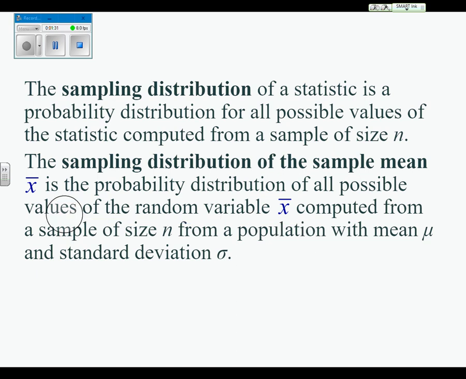The sampling distribution of a statistic is the probability distribution for all possible values. If I was to take the height of 5 students here at DHS, I want to get every possible average for those 5 students' heights that I can get. And I'm going to put them all underneath the curve. So the sampling distribution of the mean is just the possible values of all the random variables x bar that I can get from those 5 students' heights. We have to establish a size n, we have to have a mean, and we're going to have a standard deviation with these.